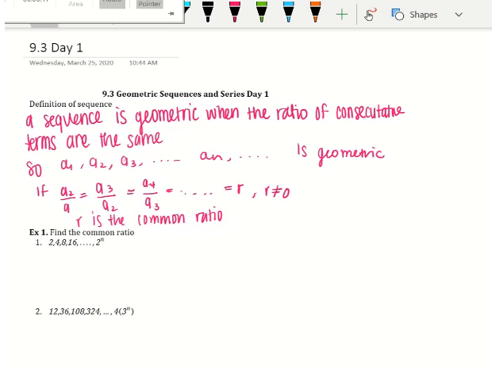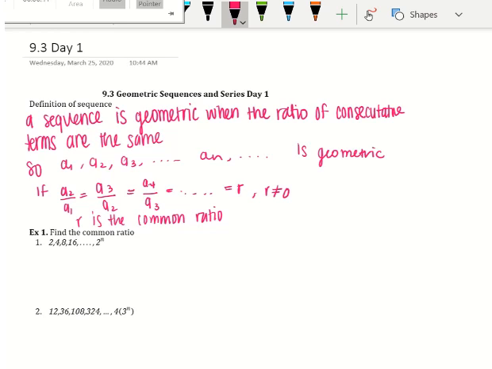So if I have a sequence, A1, A2, A3, all the way to AN, it is geometric if A2 divided by A1 is equal to A3 divided by A2, etc., etc., if all of those ratios are equal to R, and that's what we call the common ratio.